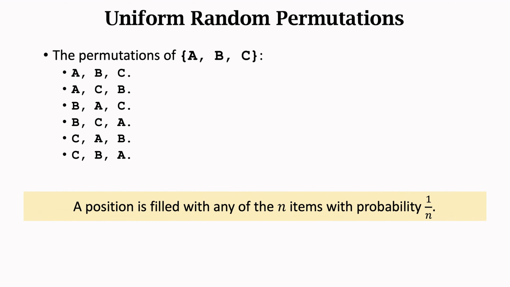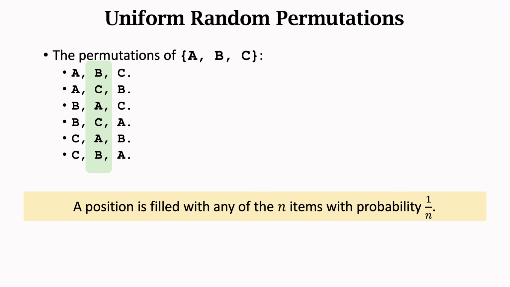Uniform random permutation can be defined in another equivalent way. That is, a position can be filled with any of the n items, and the probabilities are all 1 over n. In this example, a position can be filled with any of A, B, or C with equal probability.